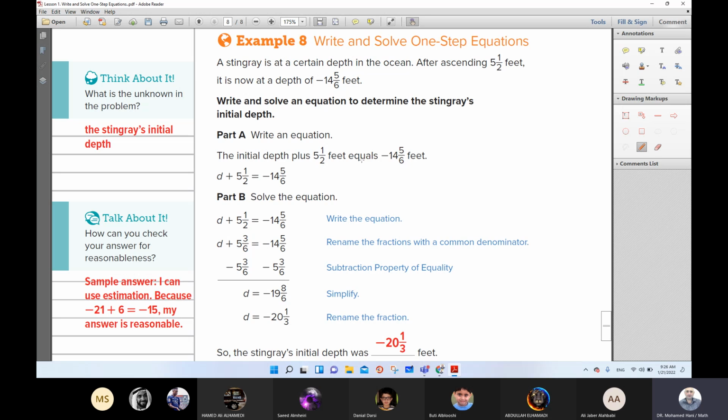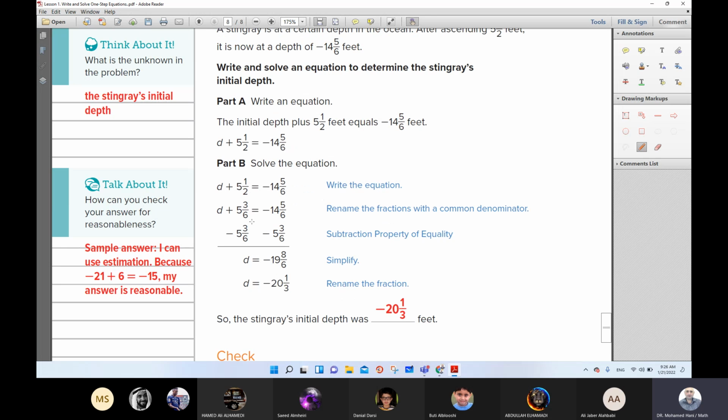So change here from words to signs and represent the variable d for depth. d plus 5 and 1 over 2 equal negative 14 and 5 over 6. Then we can solve this equation. To remove the number here, you can add the inverse number to the two sides. So negative 5 and 3 over 6 here, and negative 5 and 3 over 6 here. Here will be 0, remains d.